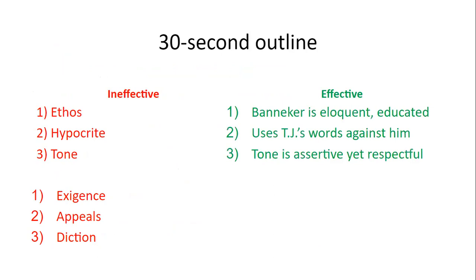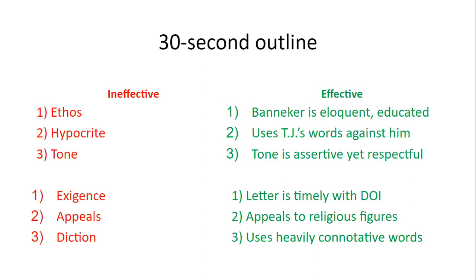Take a look at the outline on the top right. Instead of saying ethos, you might put down Banneker is eloquent and educated. Instead of saying hypocrite, you might say, Banneker uses Jefferson's words against him. Instead of saying tone, you could say his tone is assertive yet respectful. So when you write your first body paragraph about him being eloquent and educated, having this massive ethos, then you say, okay, what else was I going to write about? Oh, yeah, that's right, how he used his words against him. These are going to be kind of references. The word hypocrite, the word tone is not going to do it for you.